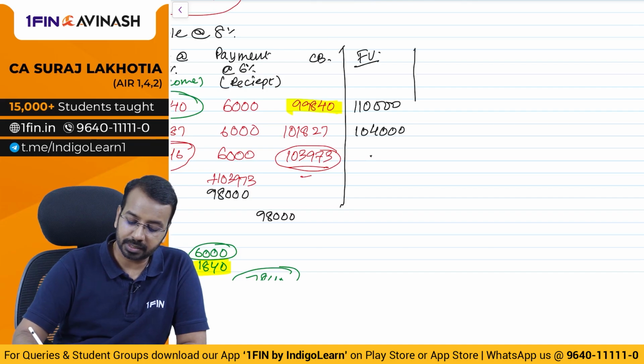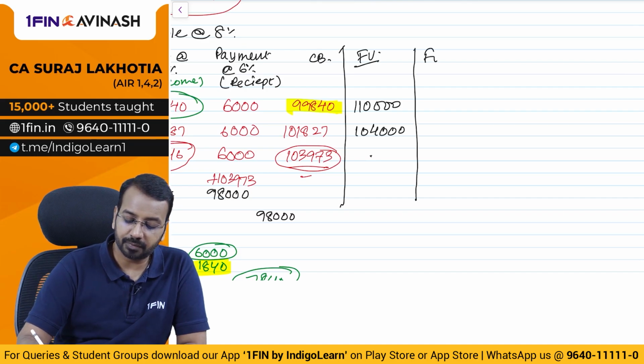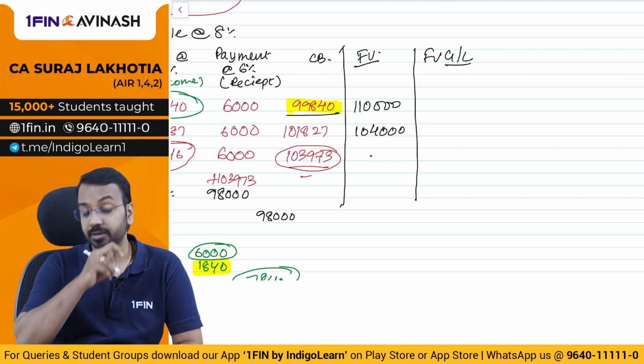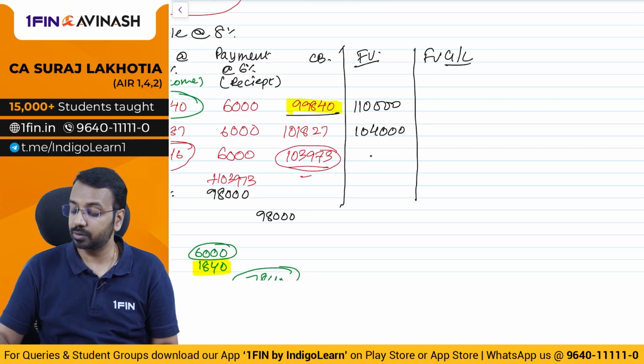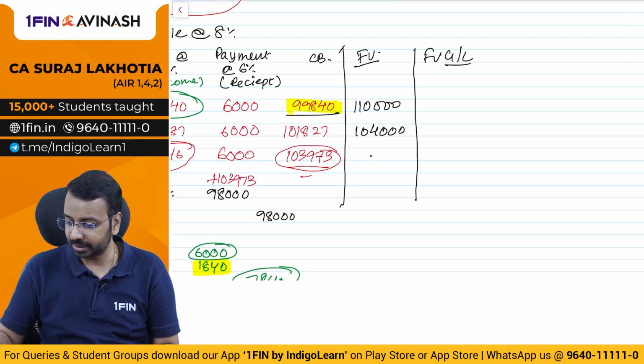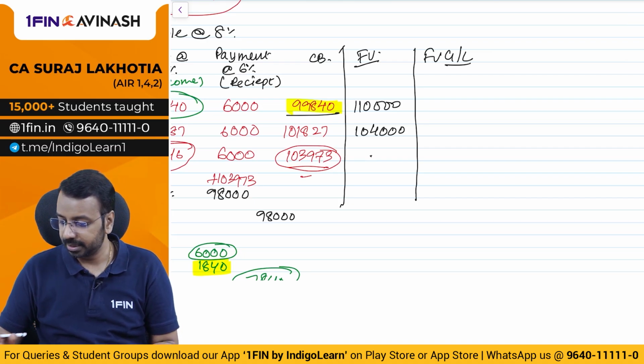Here of course it is redeemed, no problem, right. Then what happens is we have to see what is the fair value gain or loss. Carrying amount is how much? 99,840. In the market the fair value they are saying 1,10,000. So, 99,840 minus 1,10,000 if I do, that is how much?